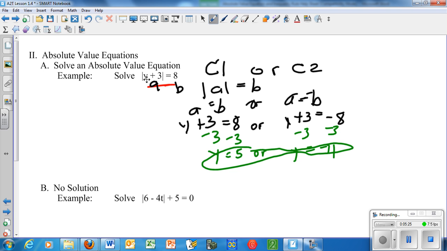Notice if you put those in, 5 plus 3 is 8 inside the absolute value, and the absolute value is 8. Negative 11 plus 3 is negative 8. Take the absolute value, it equals 8. So that checks out.